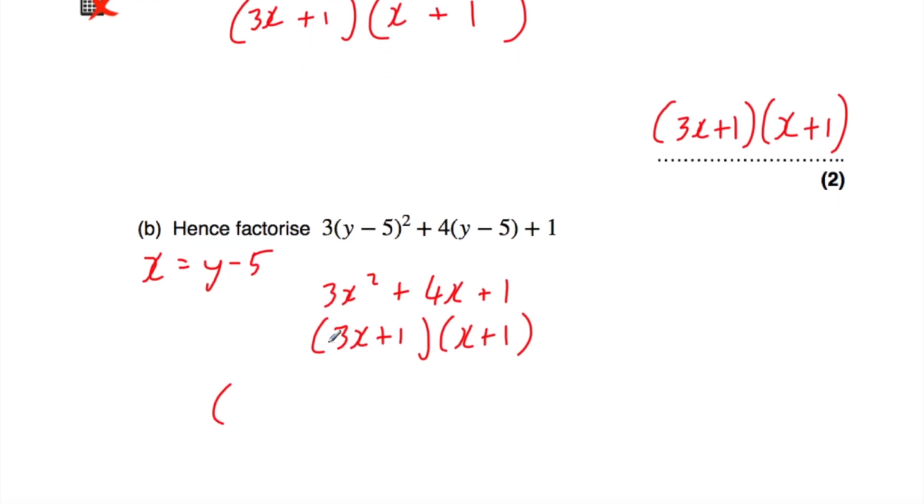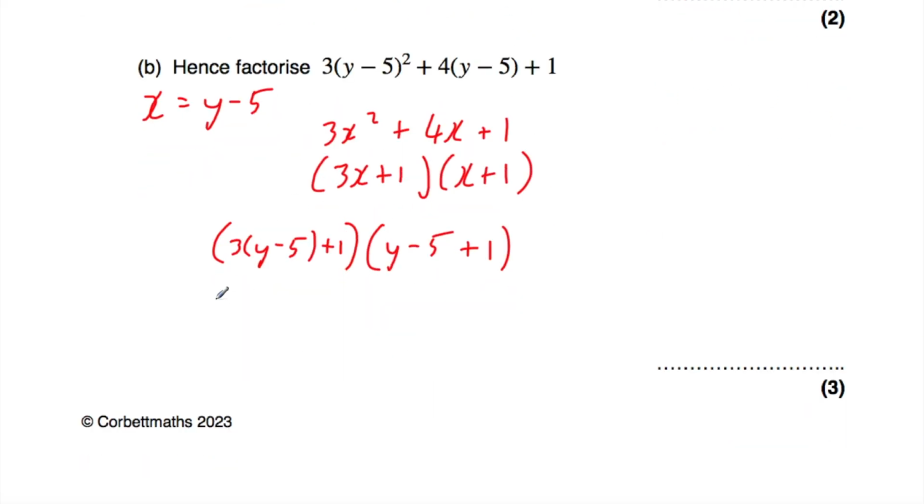So here we've got 3 times x. So it's going to be 3, and now we're replacing x with y minus 5, so I'm going to put it in a bracket, (y minus 5), and then we've still got our plus 1, and then close the brackets around that. So that's our first bracket. I've made sure to put the y minus 5 in a bracket because we're replacing x with it. And then here, we're replacing x with y minus 5, so we've got y minus 5, and then still plus 1 on the end, close brackets.